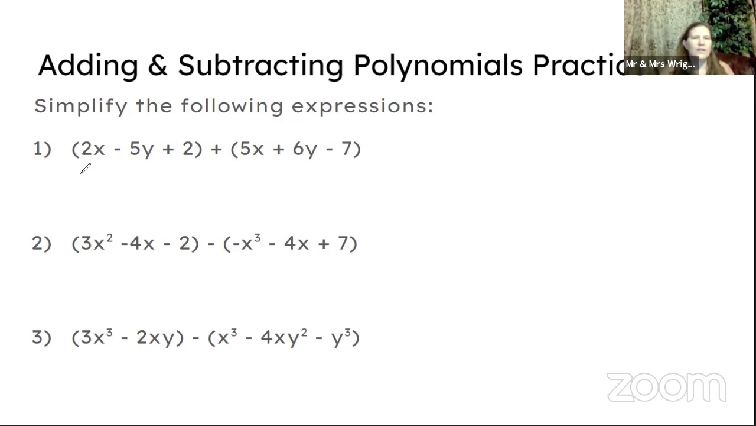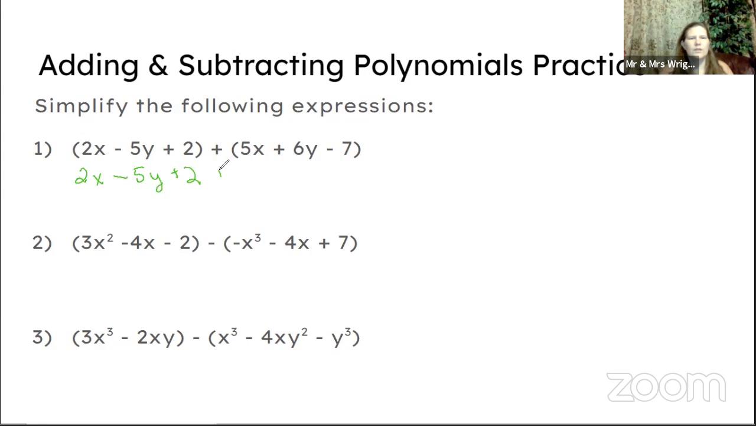Welcome back. All right, so we're going to go ahead and just get started. 2x minus 5y plus 2 plus 5x plus 6y minus 7. So we start with addition of polynomials, just dropping the parentheses. That's all we have to do. Then I'm going to look for my x's. I like to underline it so my eye is easily drawn there so I can see what I'm working with. I've got my 2x and my 5x. That's going to make 7x, right? All right. Cross those out.